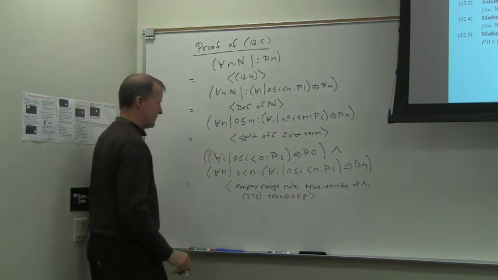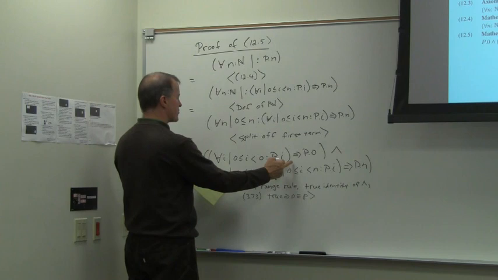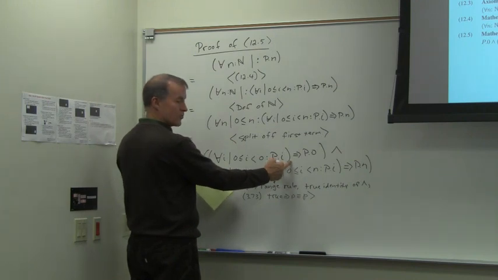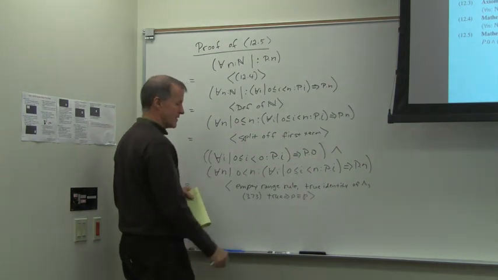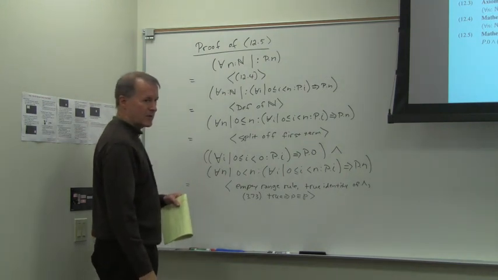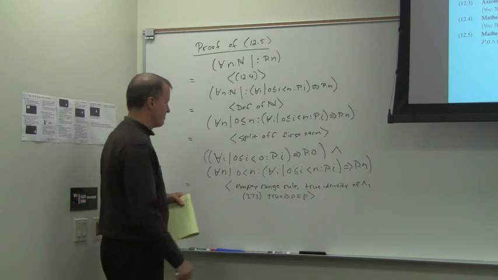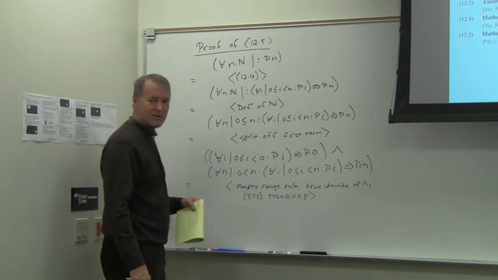What's your true identity of and? True is the identity. The empty range rule gives us true here, right? And then true implies P sub 0 gives us P sub 0. Are we good? So we have P.0 and the rest of this. Is everybody clear on this?